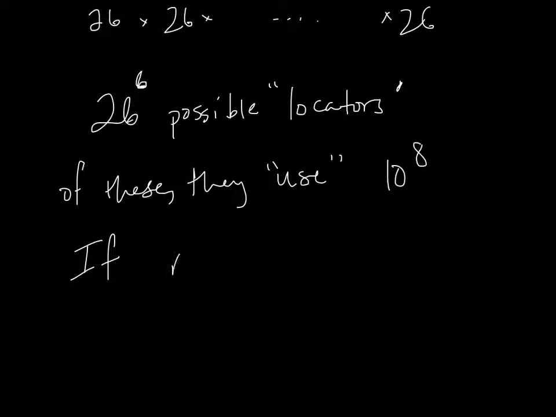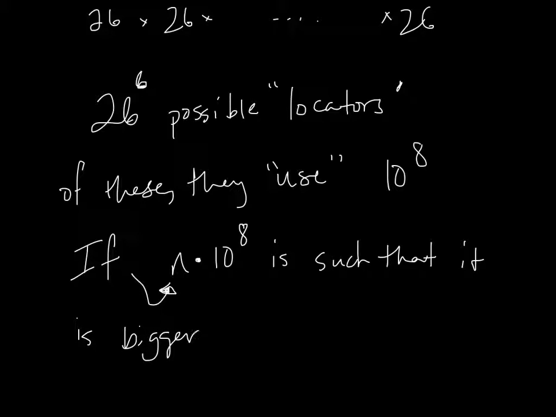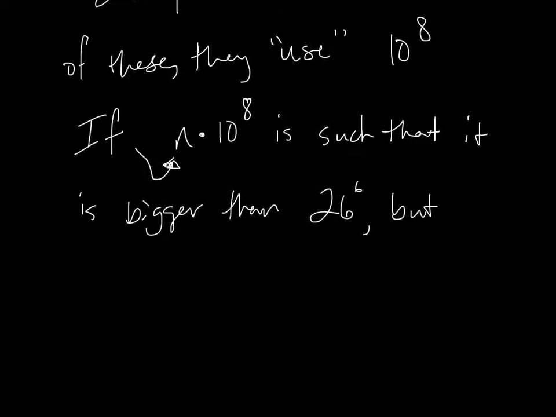let's write it like this. If n times 10 to the 8th is, if n is such that it is bigger than 26 to the 6th, but the next one down is smaller. I'm saying this poorly, but you know, you'll get it. But it's the first.